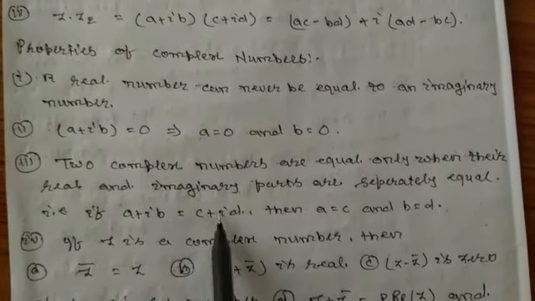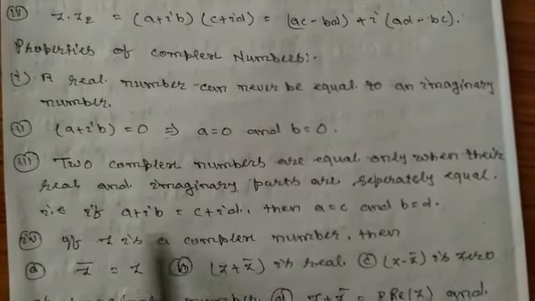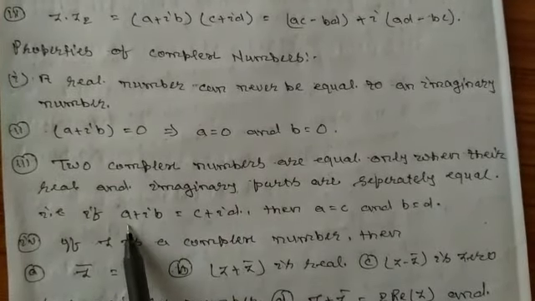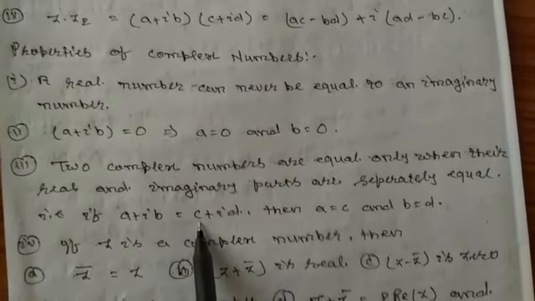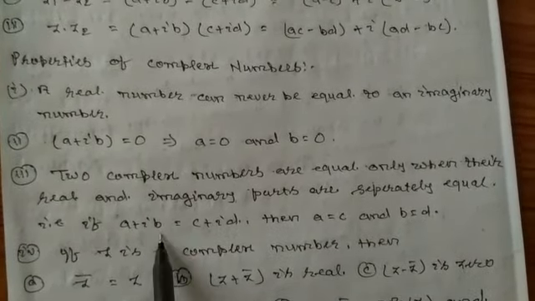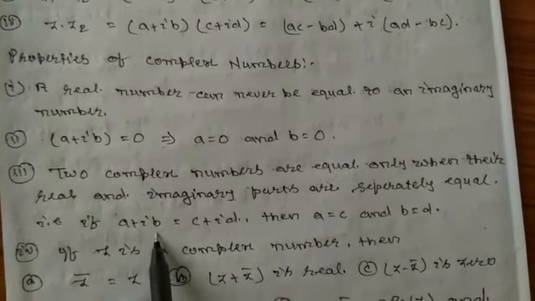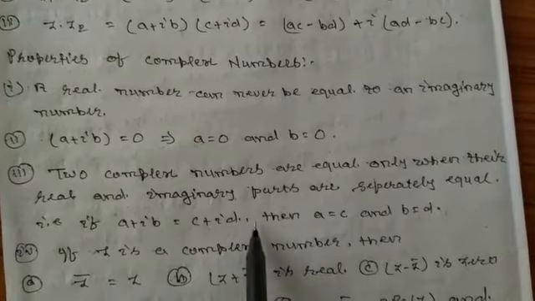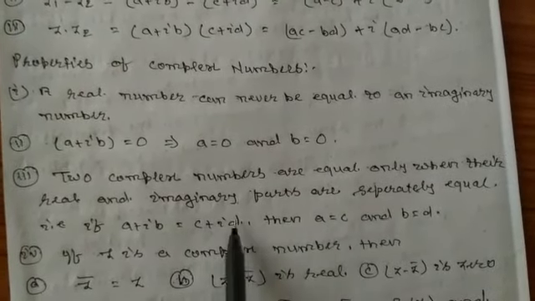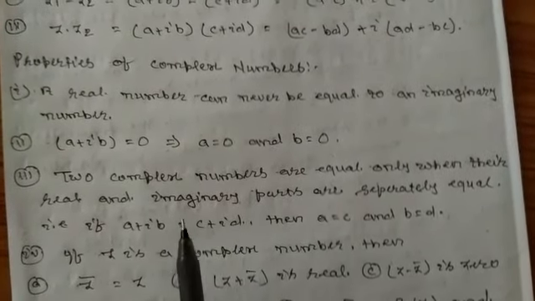then they will be equal only when a equals c, that is, the real part of one complex number is equal to the real part of another complex number, and b equals d, which means the imaginary part of one complex number is equal to the imaginary part of the other. In that circumstance only, two complex numbers are said to be equal.